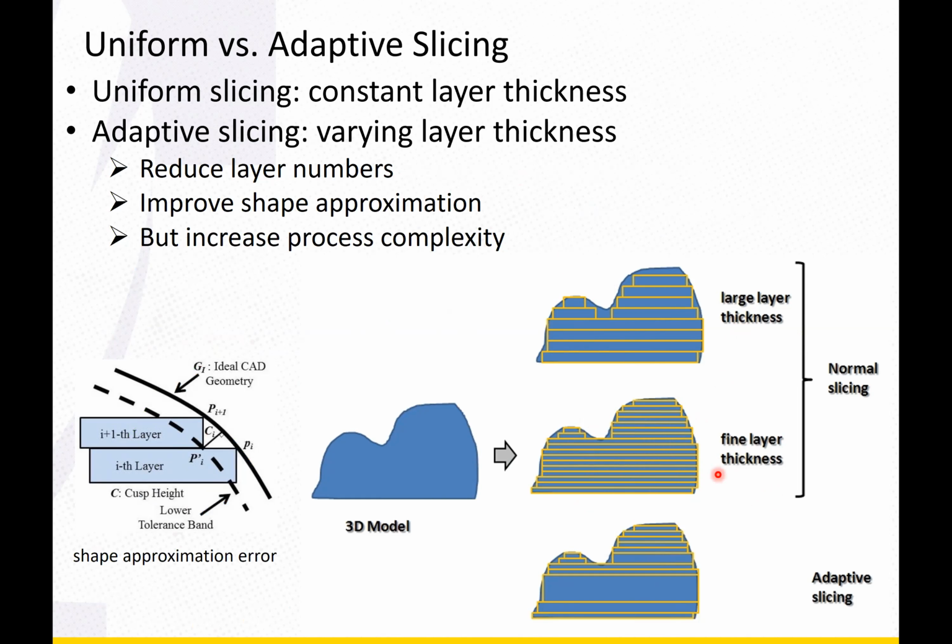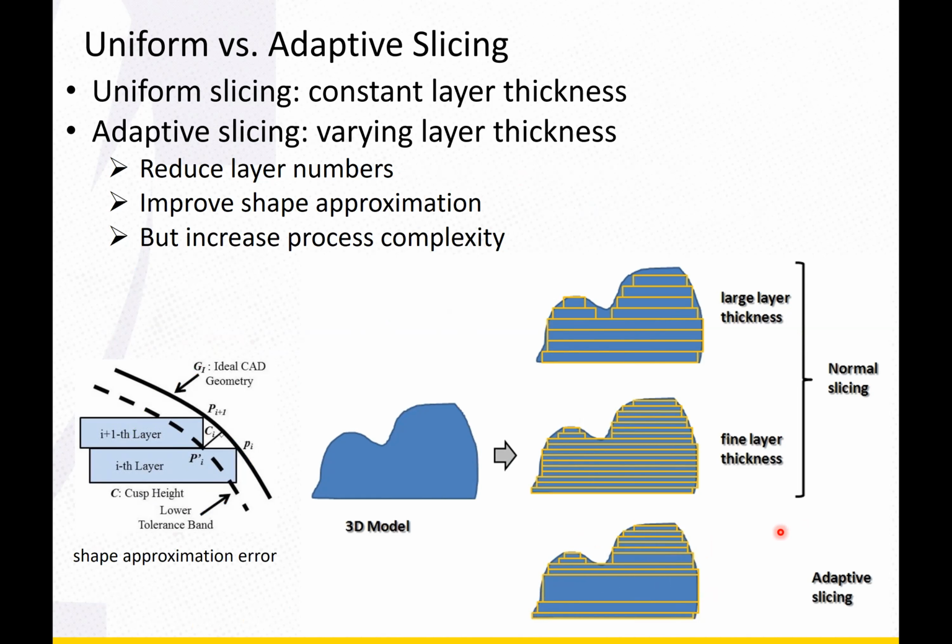So another better idea is, how about we vary the layer thickness? At some places, we just have a very large layer thickness. And for some of the high curvature areas, we have smaller layer thickness, such that the final layers will approximate the given geometry well.